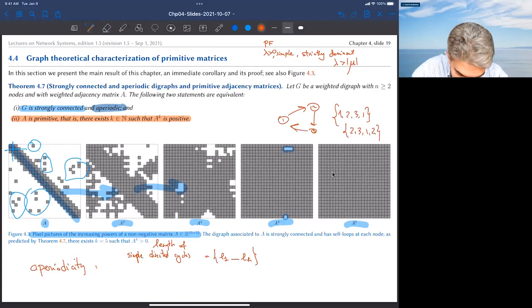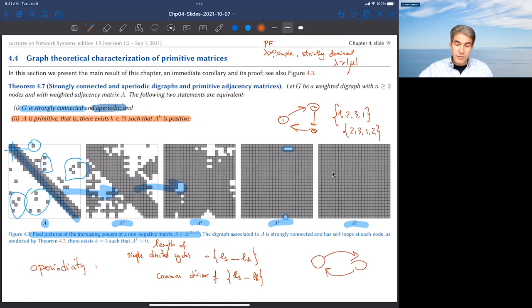Now you look for the common divisor of these numbers, L1 all the way through LH. If you find a divisor that is greater than one, for example, if you have a very simple directed graph like that, then the divisor is two. That's the periodicity of the graph. Another possibility is to have a graph like that. Such a graph still has period two. If I remove some of the edges, and I give you a directed cycle graph like that, then the periodicity becomes four, right?